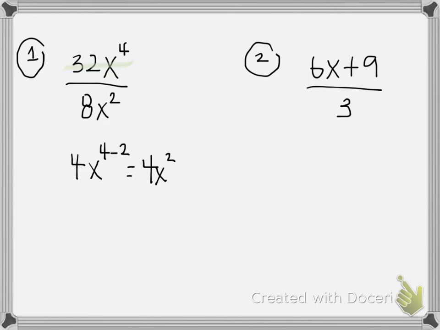Okay, so this number 2 over here, my top over here is actually a binomial. It's got two terms. And I am dividing it by a monomial in the denominator. So what I'm going to do is I'm going to say 6x over 3, and then I'm going to also put 9 over 3. So 6 divided by 3, that'll give me a 2x, and 9 divided by 3 will give me a 3.